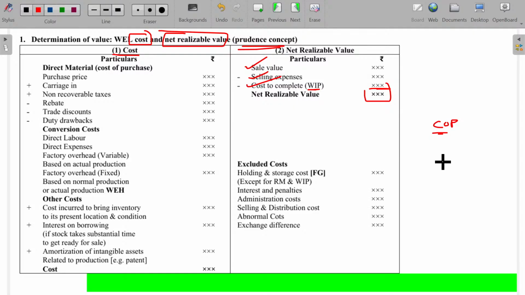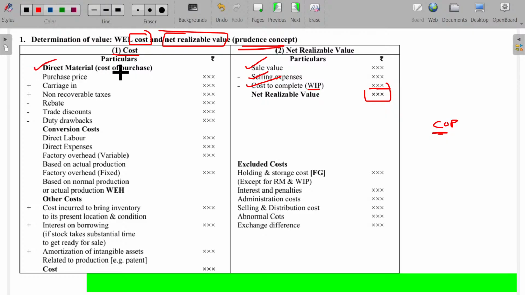In the final accounts for the manufacturer, you prepare the manufacturing account, trading account, and P&L account. All the costs related to the factory, like factory rent, factory depreciation, and machine depreciation, are debited to the manufacturing account, also forming part of the cost of production. Up to that part will be considered as cost.